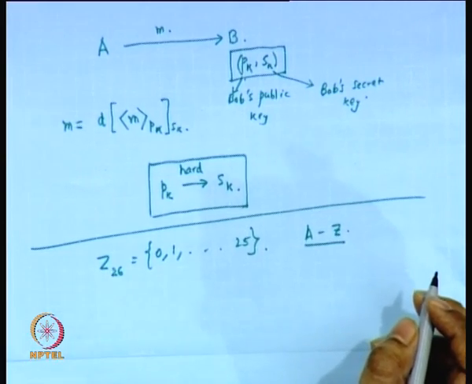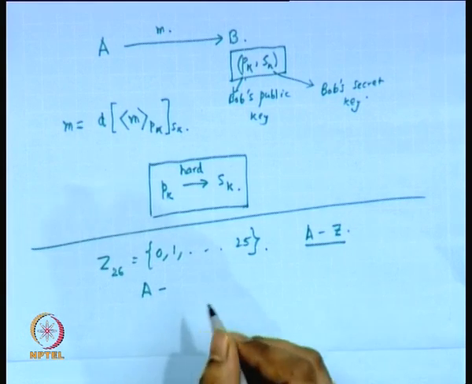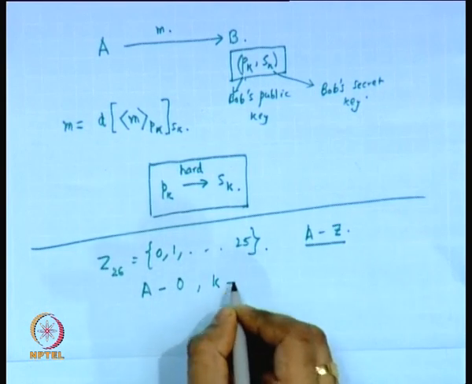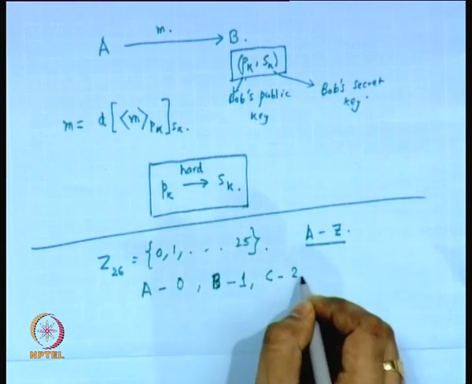Now a key also belongs to this set, that is from 0 to 25, and then you can define the encryption function like this. You take x, and when you apply the encryption function, you simply add x with k, and then you take a modulo operation with 26. We have seen what a modulo is in the last class. Suppose the letter x is A and the key k is B. Then A will be denoted by 0, B will be denoted by 1, C will be denoted by 2, and so on.